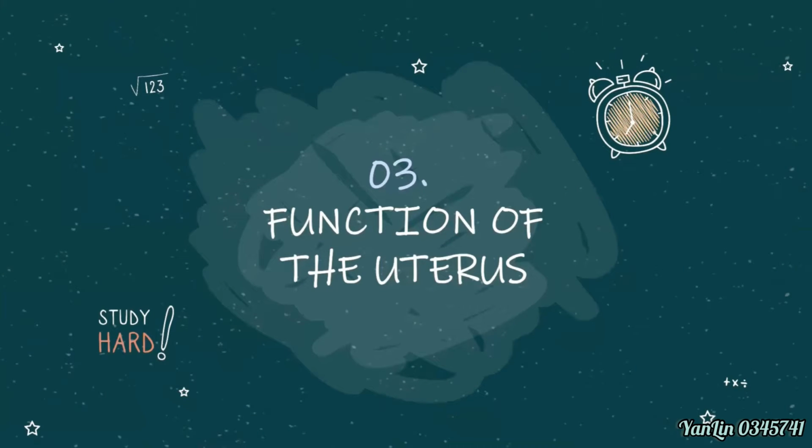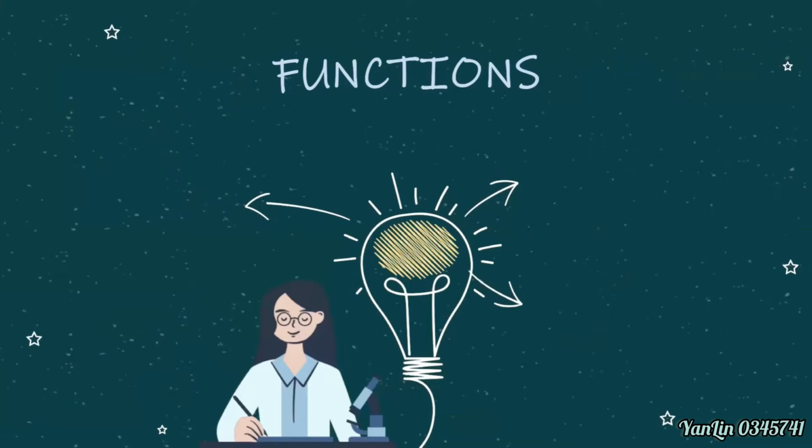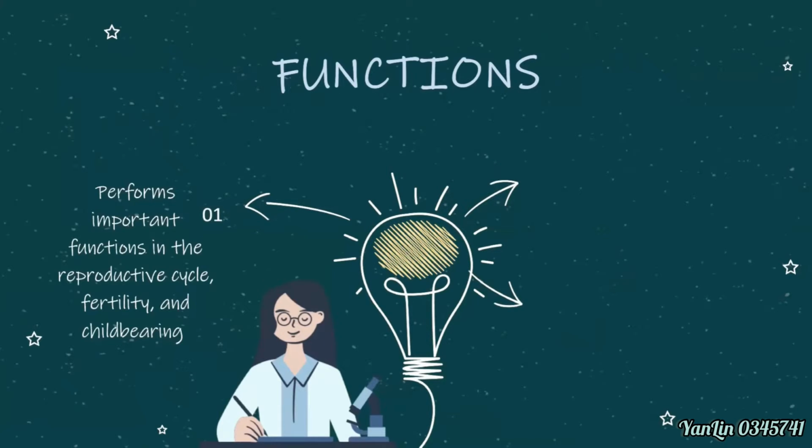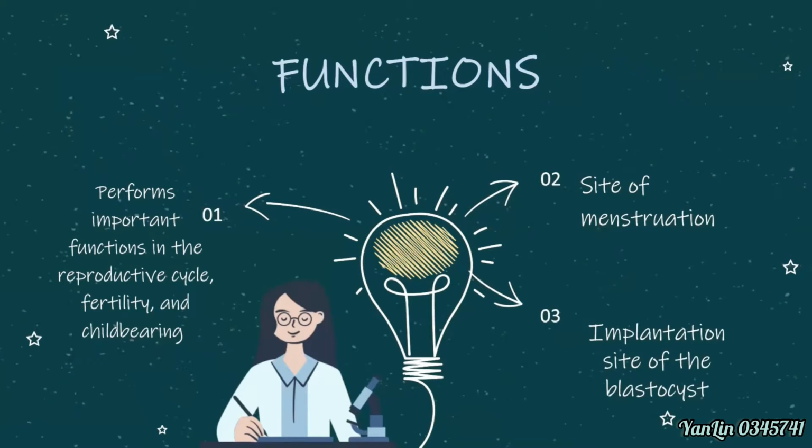Now let's proceed to the functions of the uterus. The uterus performs important functions in the reproductive cycle, fertility, and childbearing. It's the site of menstruation and also the implantation site of blastocysts.